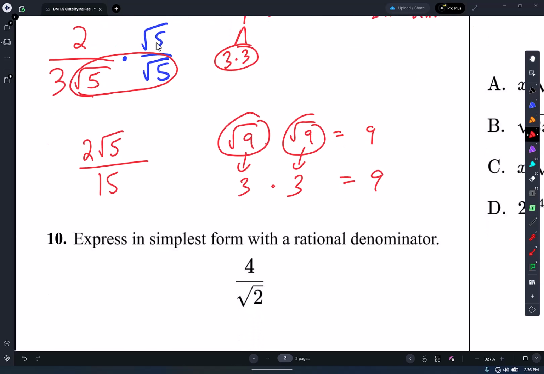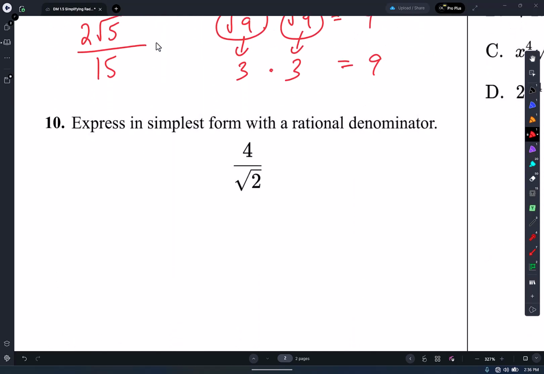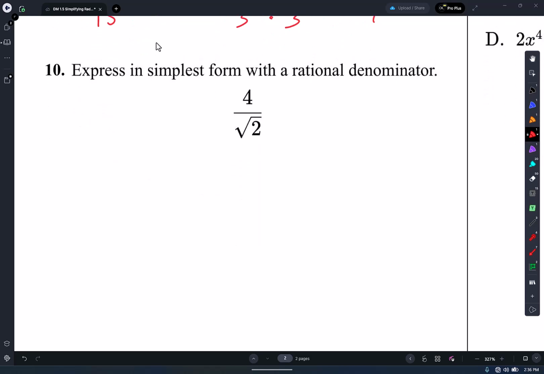All right. Let's go to question 10. Do we answer this question? Yeah, 2 root 5 over 15. If the 15 would have been a 16, then I would have reduced it, right? Okay. Express in simplest form with a rational denominator.